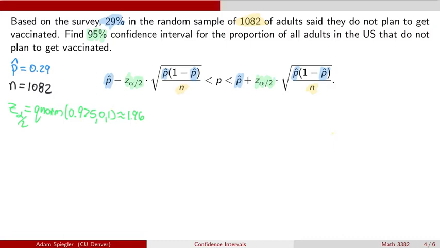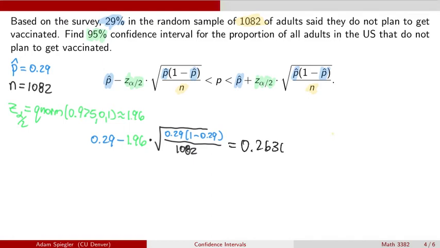And so then we just plug all of these values into the formula. That's going to give us p hat, 0.29, minus z alpha over 2, 1.96, times the approximation for the standard error by plugging in the sample proportions. That's going to be the square root of p hat times 1 minus p hat, all divided by 1,082. And do not underestimate this calculation. It is a lot of operations that we want to do in the appropriate order. And this comes out to approximately 0.2630.